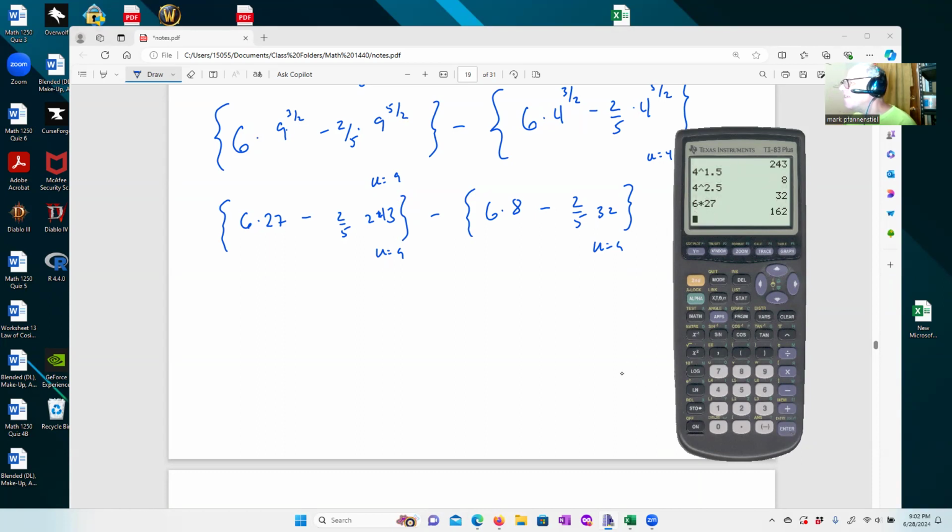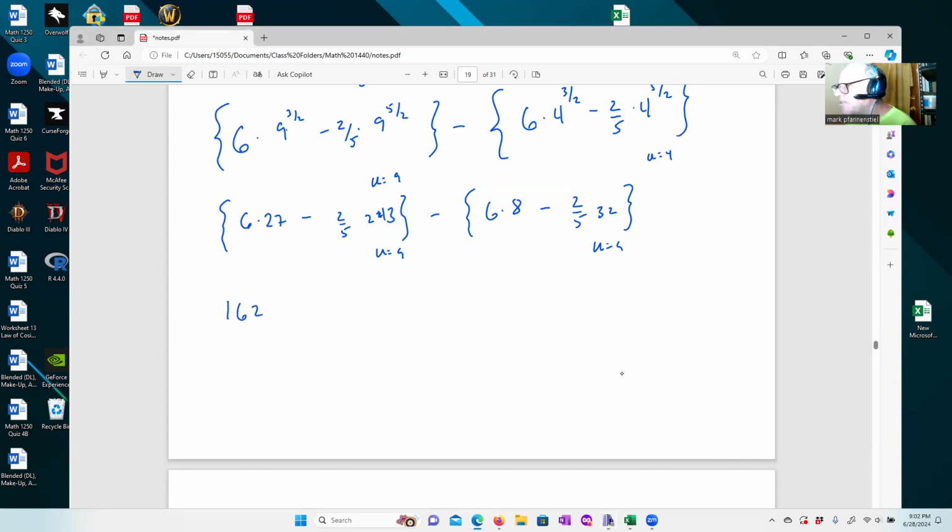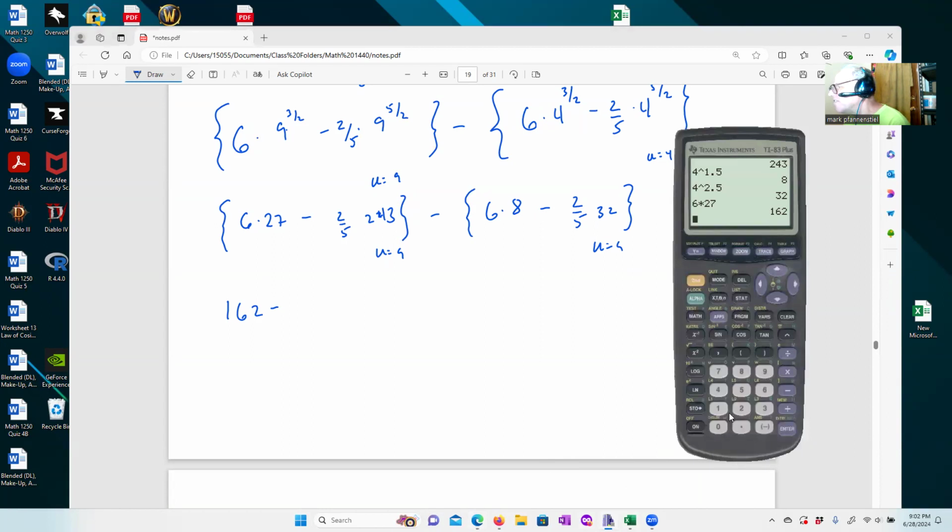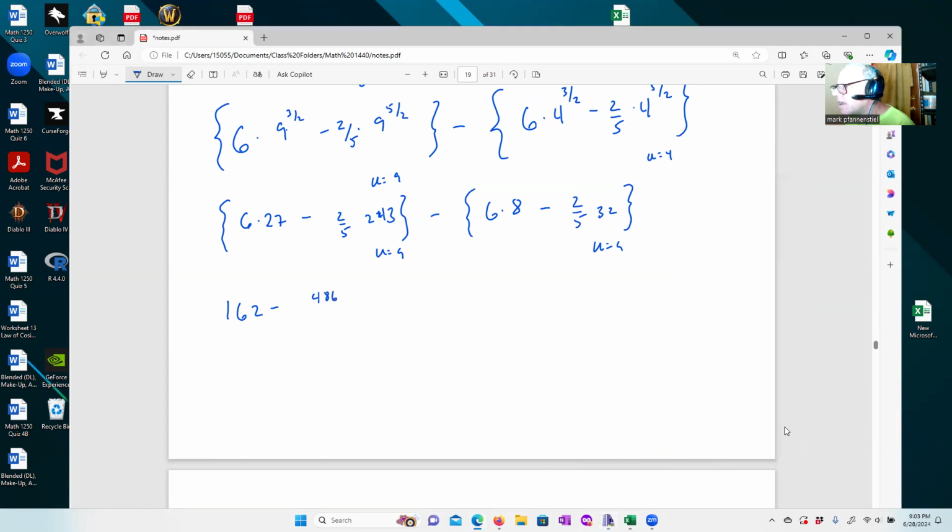So I just have my 6 times 27. This is my 162 minus, and now I have 2/5 times 243. So we'll just say this is 2 times 243, equals 486 over 5. Okay, and then we have minus 48. And again, this negative distributes to both of these, so it's going to be a minus 48. And then I've got 2/5 times 32. 2 times 32 is going to be 64 over 5.